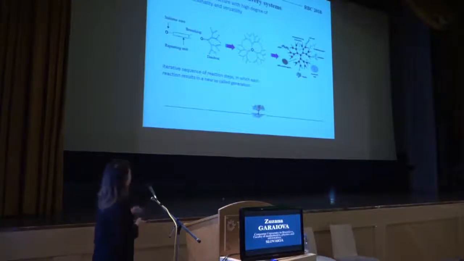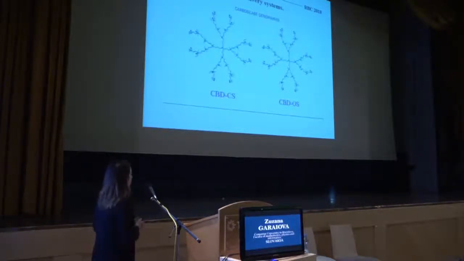I will focus on dendrimers. This is a special class of hyperbranched polymer structures. The word dendrimer comes from two Greek words, dendron, which means tree, and meros, which means part. This structure really looks like a tree, and this architecture consists of three main parts: the core, the branching units that are made by iterative sequences of reaction steps, in which each reaction results in a so-called new generation, and the final generation, the terminal groups.